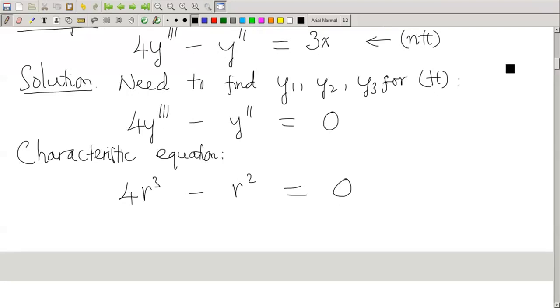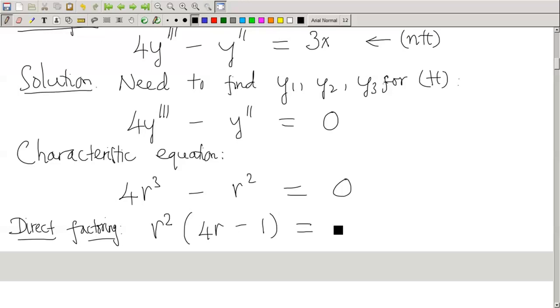And whenever you are given an equation and you want to solve for r, the first thing you try is to use direct factoring. Try to see if all the terms on the left side could be factored. This is called direct factoring if possible. And in fact, we can do that here because r squared is a common factor. We factor it out, then we get r squared times 4r minus 1 equals 0.